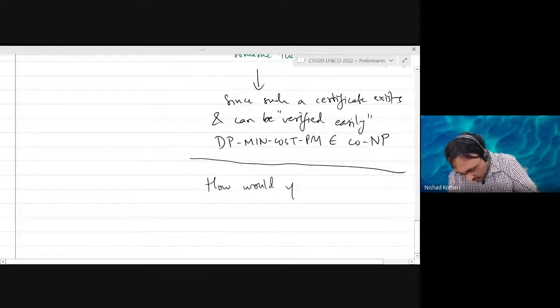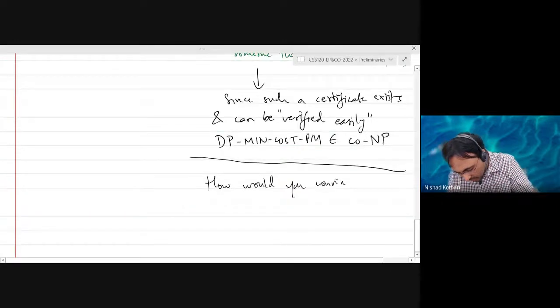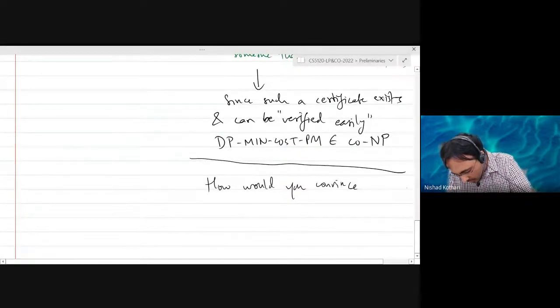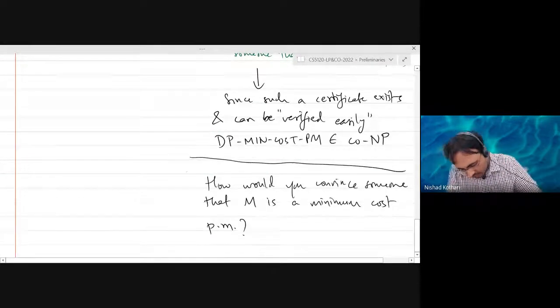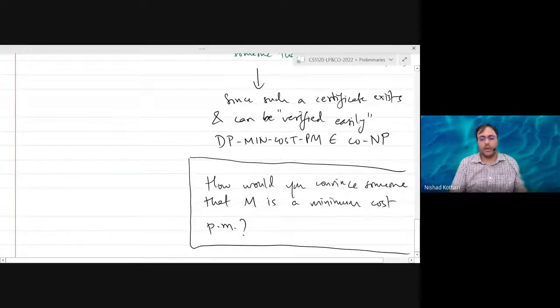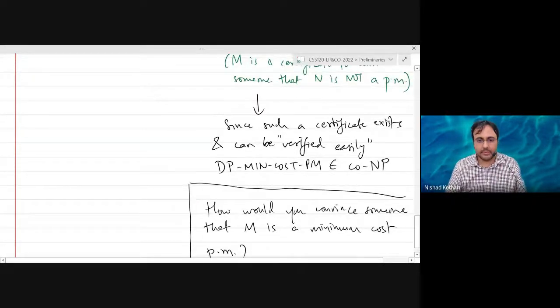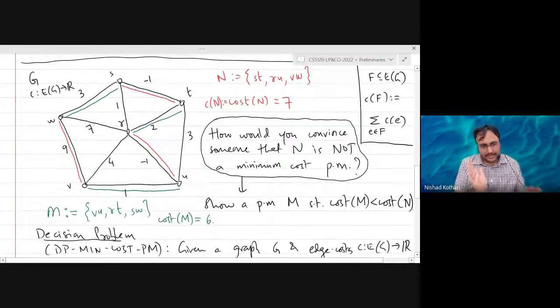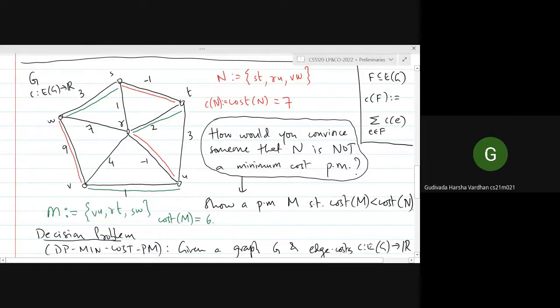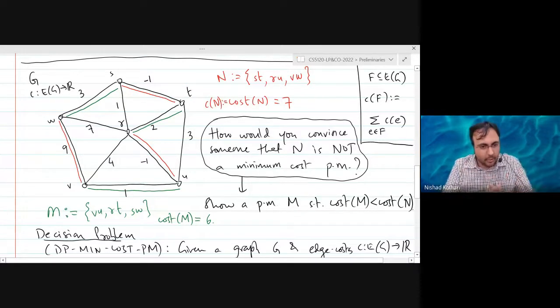How would you convince someone? Okay, so we want to now convince the person that the green colored one is indeed a minimum cost perfect matching. Yeah, someone was about to say something. Go ahead. Sir, can we try something like proof by contradiction, assume something lesser than this and arrive at a contradiction? Yes, right. So how will we get a contradiction?